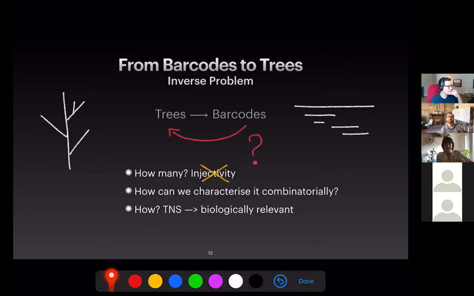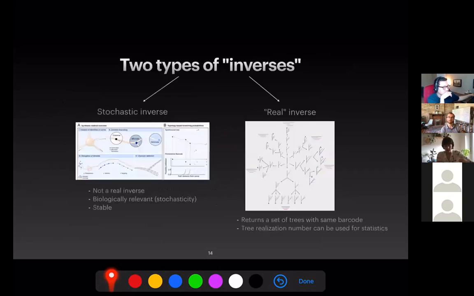So now we're interested in inverse problems. We have the TMD or persistent homology to go from trees to barcodes. Can we go back? How many do we have? Because we've seen it's non-injective. And can we characterize this combinatorially? The answer is yes. I'm going to talk first about another inverse problem, which is called the TNS, and which is more biologically relevant because it's to build artificial neurons. These two points are coming later. So these are the two types of inverses we're interested in today. There's first the stochastic inverse, which is the TNS.